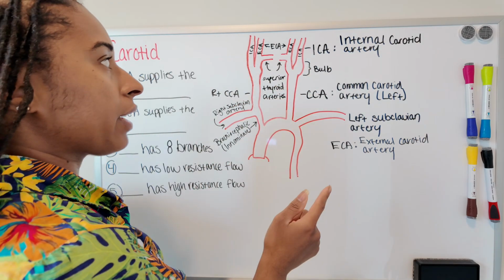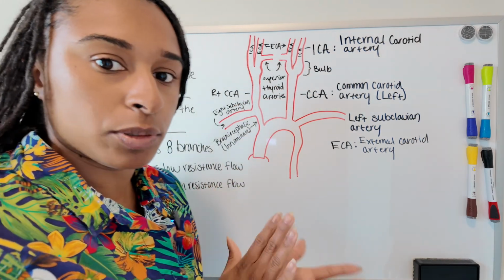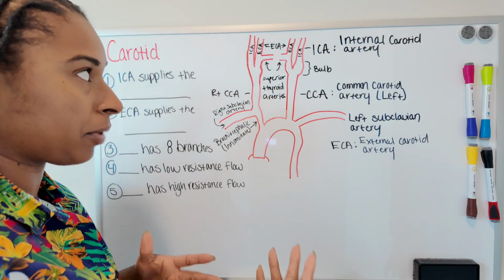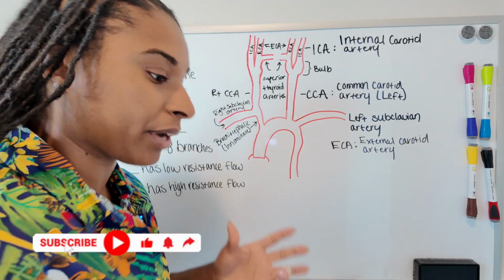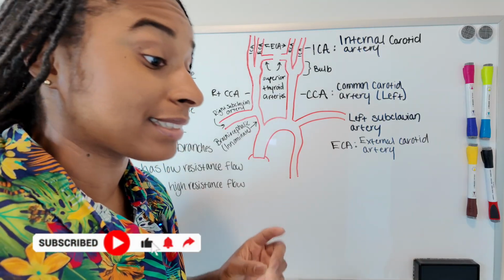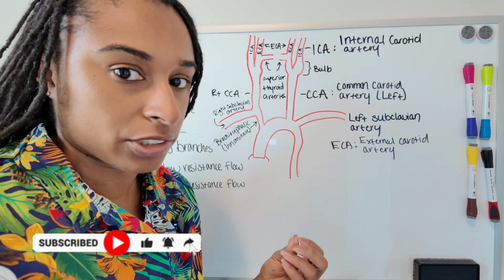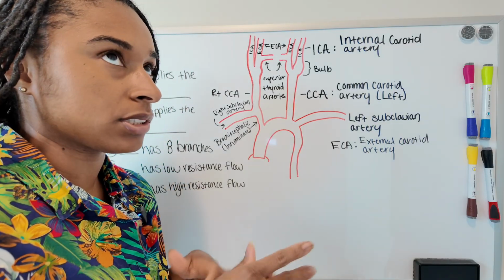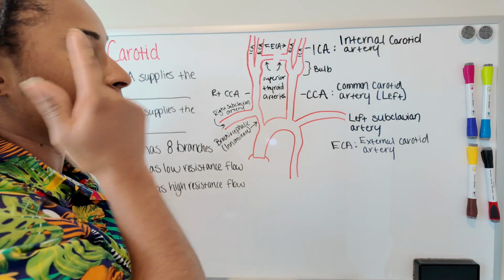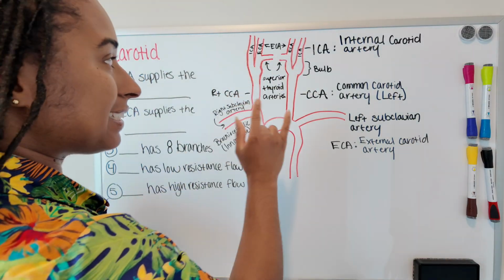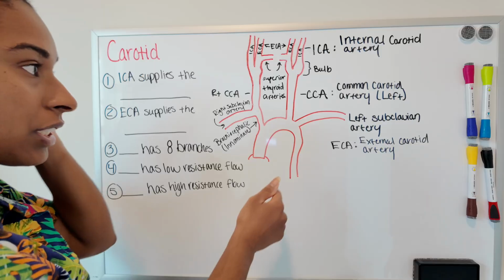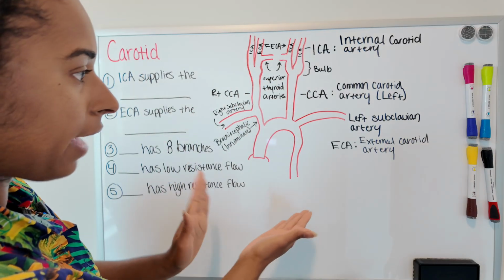So another thing that I want to point out is, I know a lot of times we talk about ICA and ECA and we talk about branches. The ECA has branches in the neck. The ICA does not. However, the ICA does have a branch. It does have a branch. It goes into your ophthalmic artery, your eyes. But in the neck, the ECA has its branches. So there we have that.